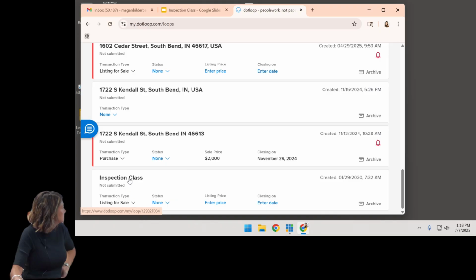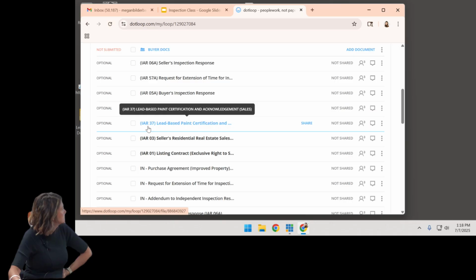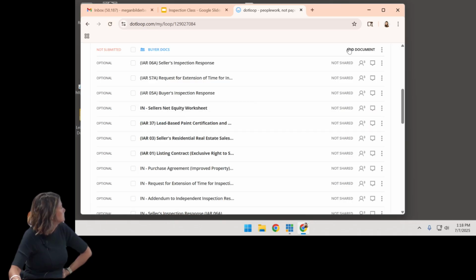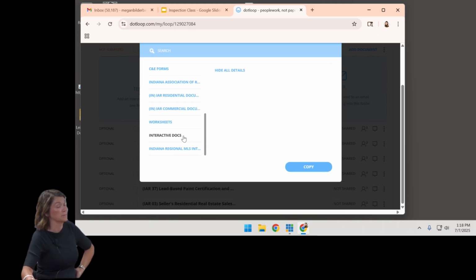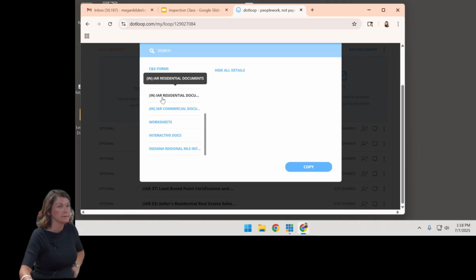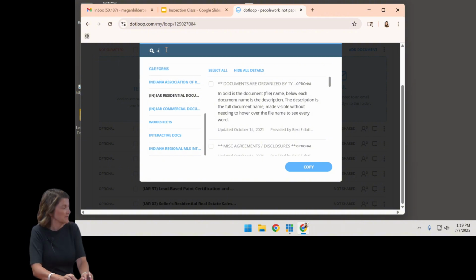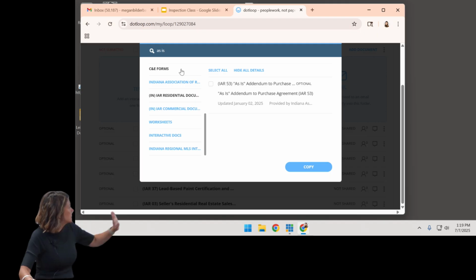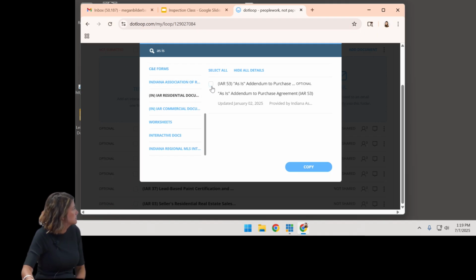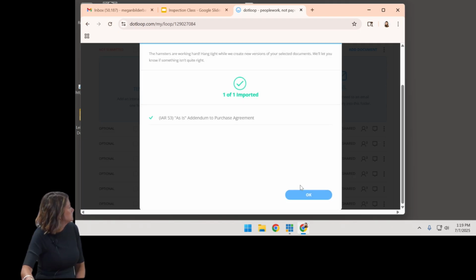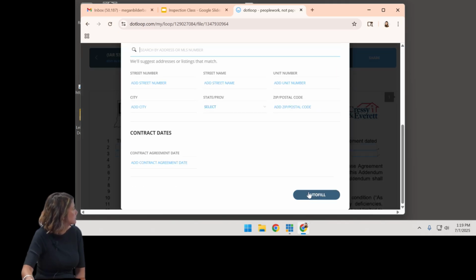So everything that she's looking at right now is specific to her transactions only. Remember from our Dotloop class, Andrea had access to go into anybody's, but these are specifically Megan's transactions. You do not want my Dotloop, because my Dotloop's a mess. Okay. So everything that we are talking about is in the IAR residential documents.